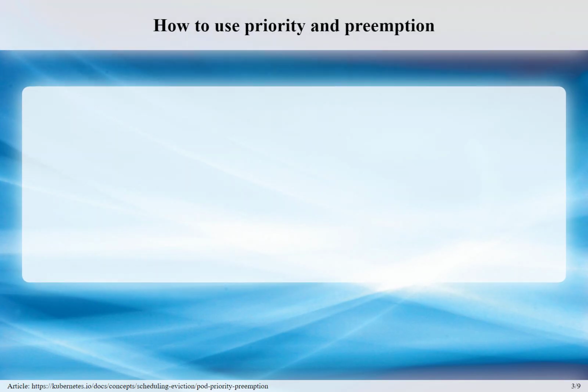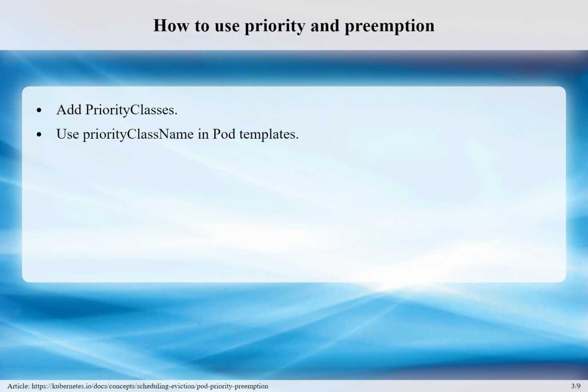How to use priority and preemption. Add one or more priority classes to use priority and preemption. Create pods with priority class name linked to the priority classes. Use deployment or similar instead of direct pod creation. Kubernetes includes system cluster critical and system node critical classes that prioritize essential scheduling.